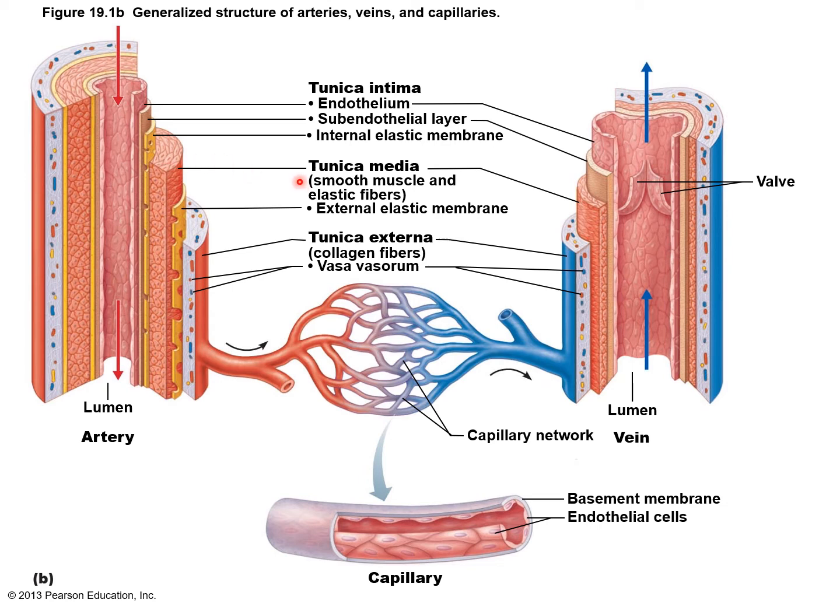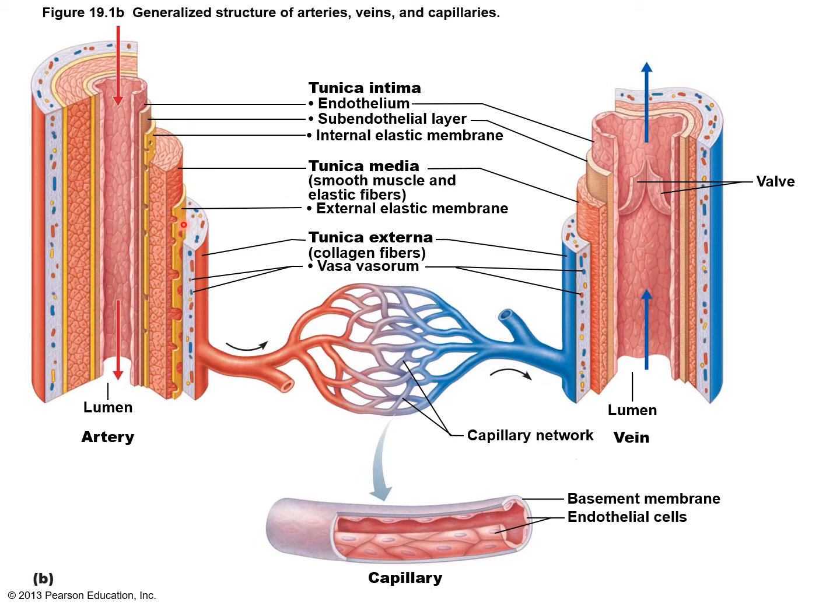Having that layer of smooth muscle is going to help with the idea of vasoconstriction and dilation. When those smooth muscles contract, they can actually narrow the blood vessels, and when they relax, they can actually dilate those blood vessels.